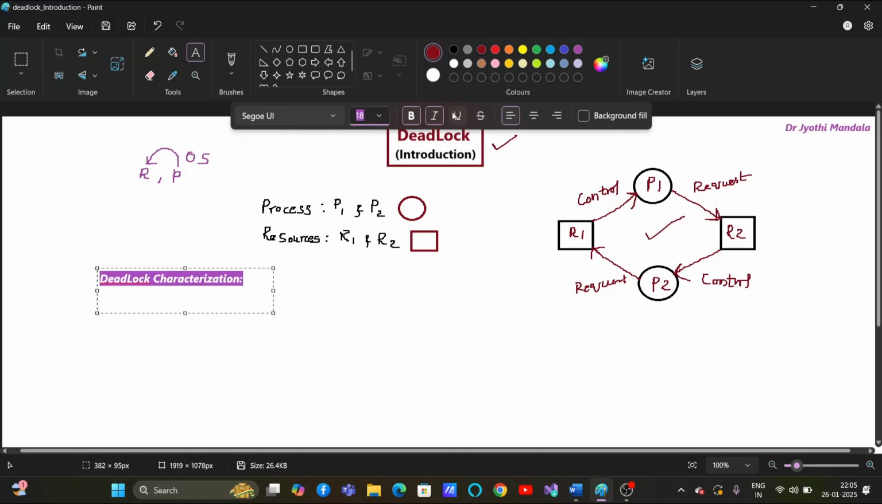So we will understand what this deadlock characterization is. There are some necessary conditions for the system to enter into a deadlock. What are all those conditions? Make a note of all these conditions. We will understand them one by one. The first condition is mutual exclusion.